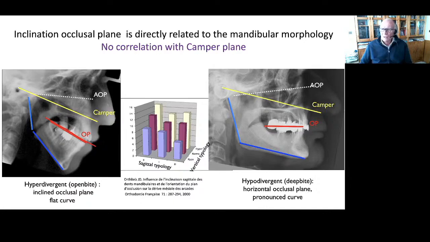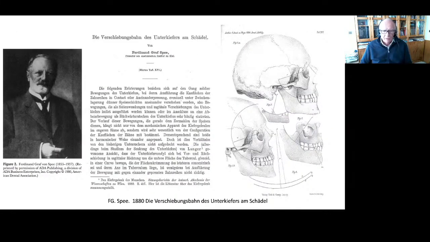For deep bite cases, the occlusal plane is more horizontal. And we will see here we have a strong curve of Spee, and for the hyperdivergent, we have a flat curve of Spee. And the curve of Spee is a real determinant. Ferdinand Graf von Spee published this paper in 1880.